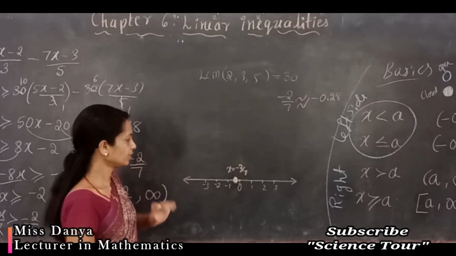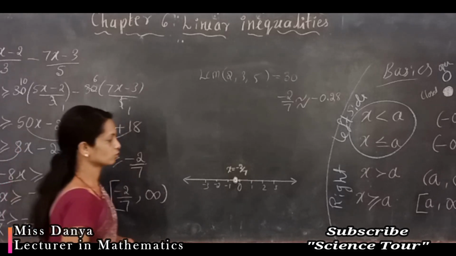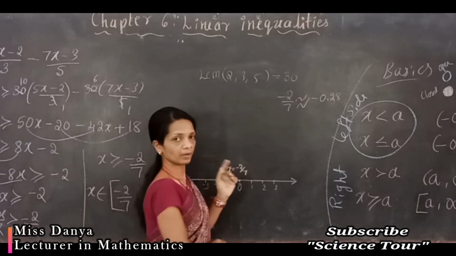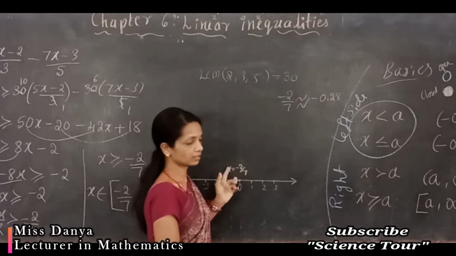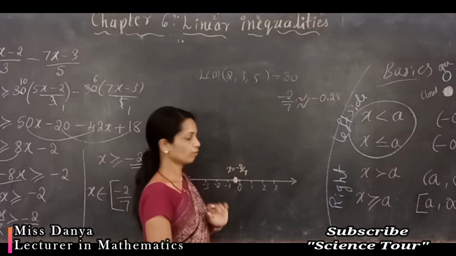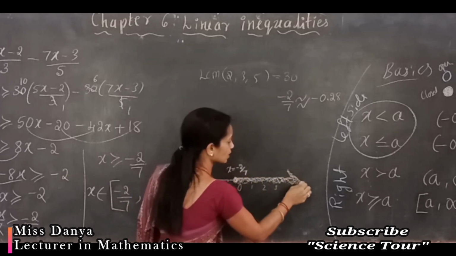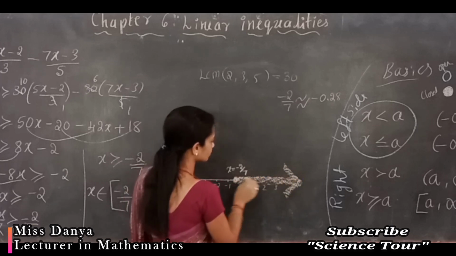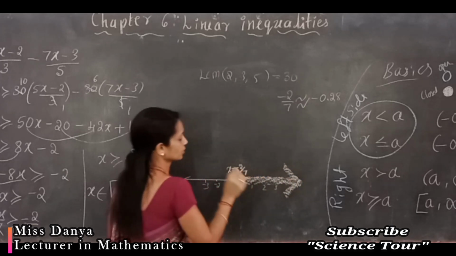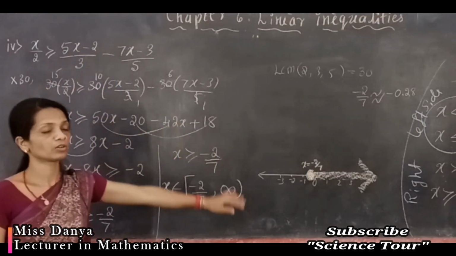Okay, and since here we got x greater than or equal to minus 2 by 7, which side of minus 2 by 7 do you darken the number line? You darken the number line to the right side of minus 2 by 7. So the right side of minus 2 by 7 on the number line you darken. Okay, so this is the solution of this inequality on the number line.